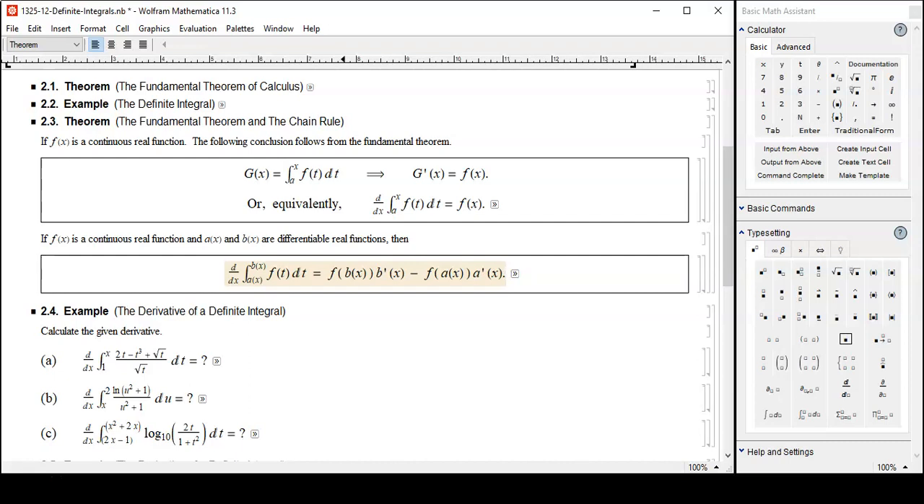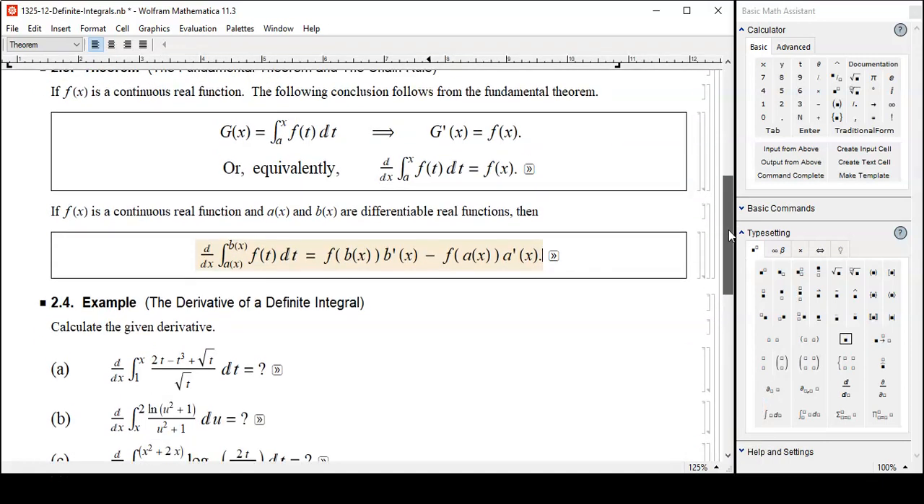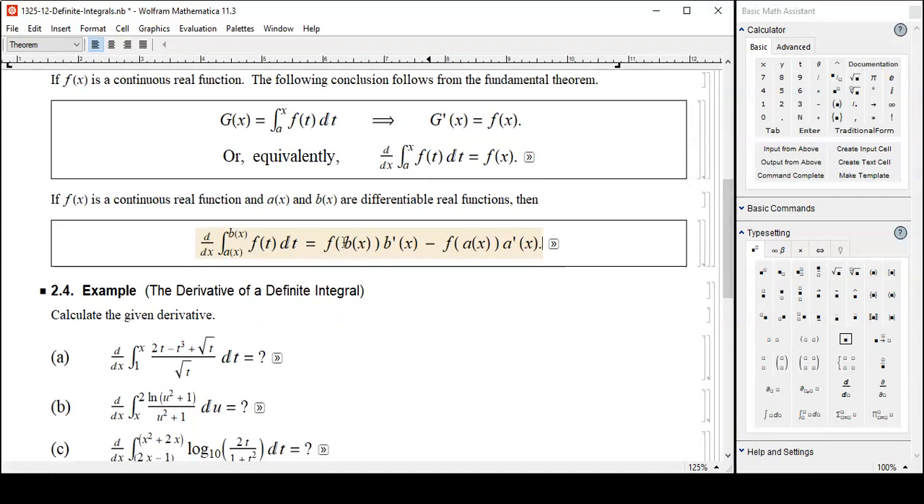That said, here's a formula. If you have functions both top and bottom, I guess I need bigger font again. Plug in the top, plug in the bottom, but then again, by chain rule, you have to multiply the derivative of the inside. Derivative of the inside. Here's a proof.